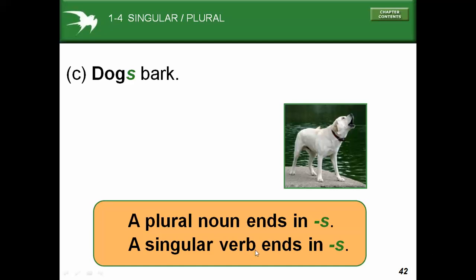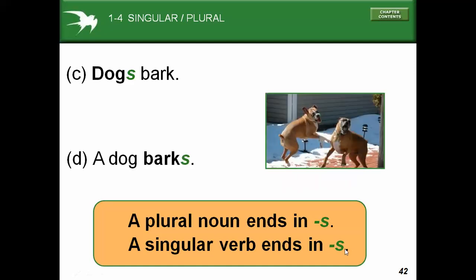A singular verb ends in S. So if the noun is plural, it ends in S. If the verb is singular, it ends in S. So look here, where is S? Dogs bark. A dog barks. Singular, we use S with the verb. Plural, no S with the verb. S only with the noun.